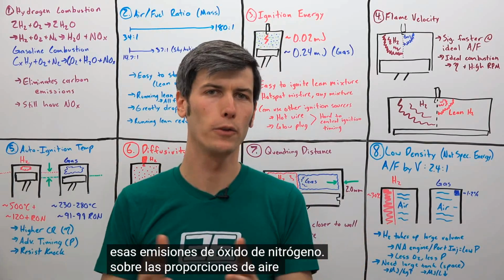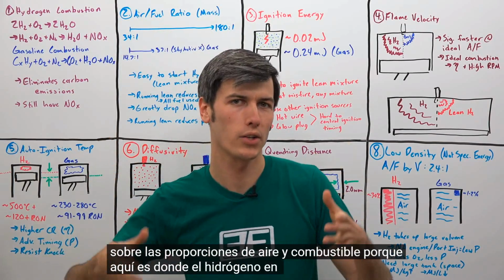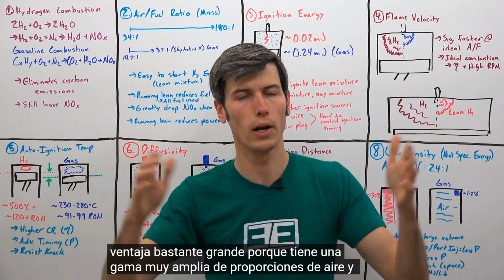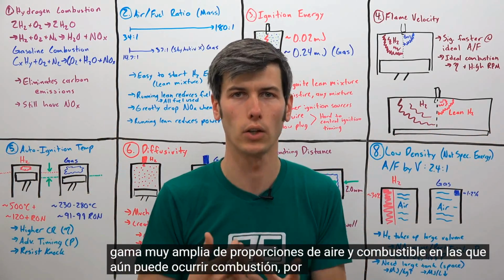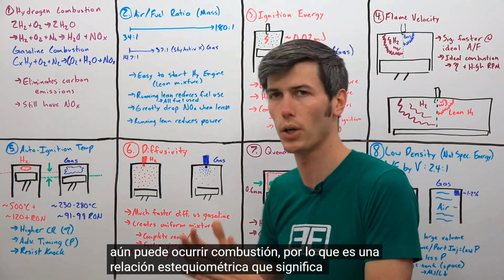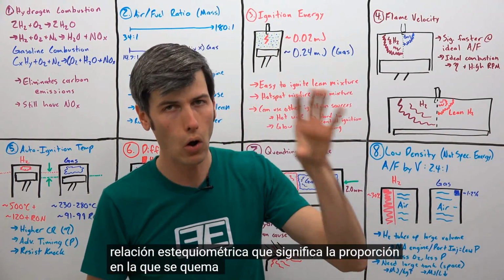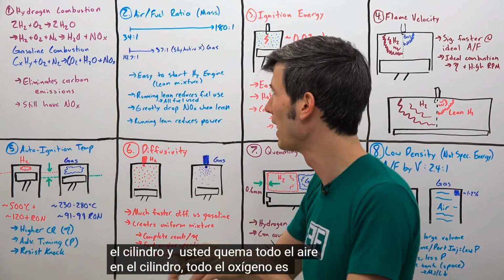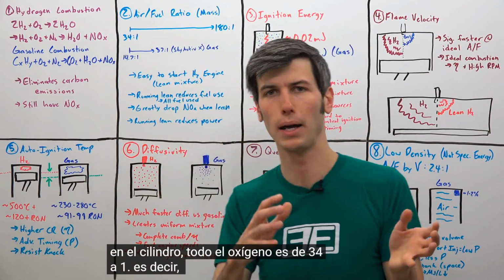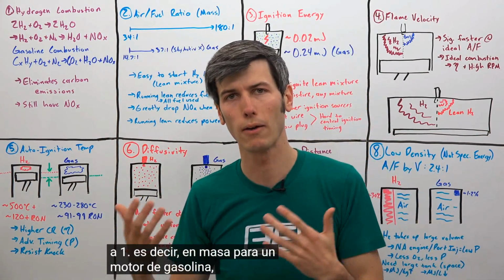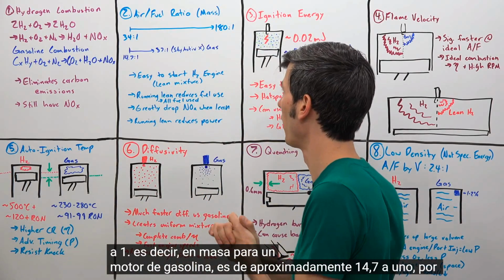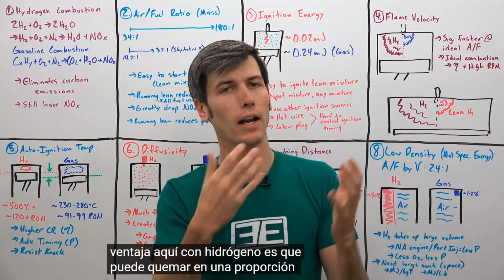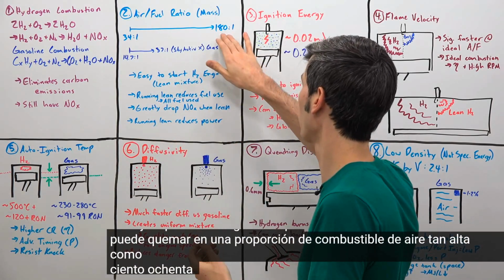Next, let's talk about air-fuel ratios, because this is where hydrogen actually has a pretty big advantage, because it has a very wide range of air-fuel ratios where combustion can still occur. So its stoichiometric ratio, meaning the ratio in which you burn all of the hydrogen in the cylinder and you burn all of the air in the cylinder, all of the oxygen, is 34:1. That is by mass. For a gasoline engine, it's about 14.7:1. And so the advantage here with hydrogen is that you can burn at an air-fuel ratio as high as 180:1.